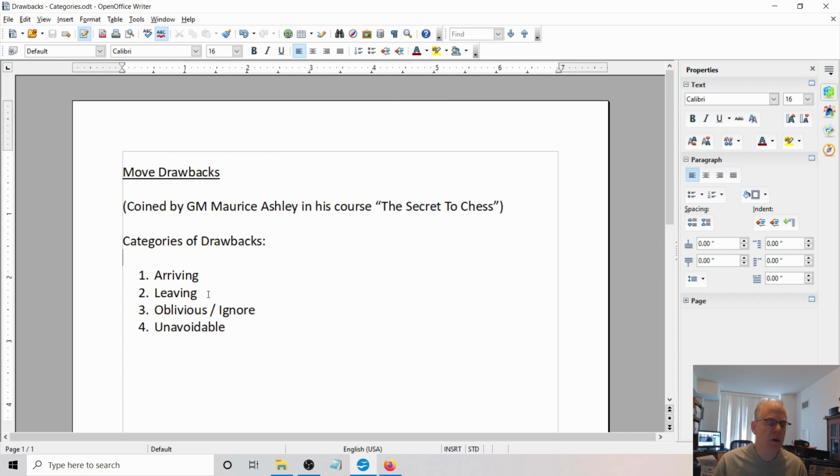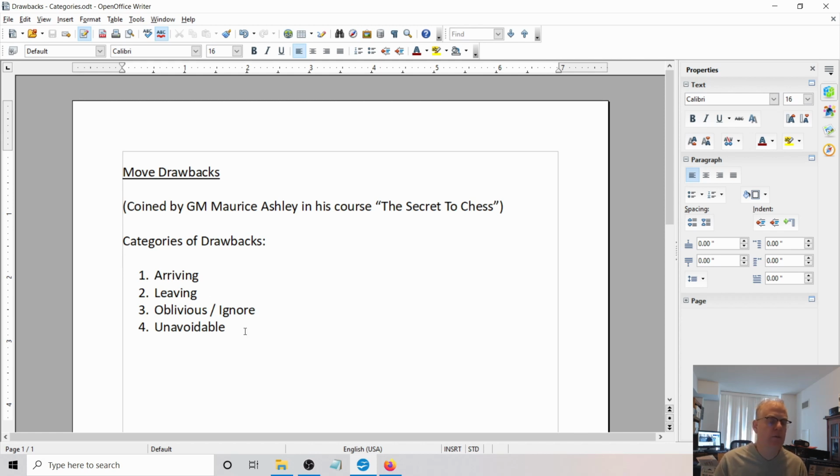The second category is leaving, which is you're obviously vacating a square every time you move something, and that may create a weakness. Maybe things are undefended by the square you left. Maybe, if a pawn moves forward, the squares that it previously protected are now no longer protected. That could be the feature of the move. So the square that you're leaving is the theme of the problem.